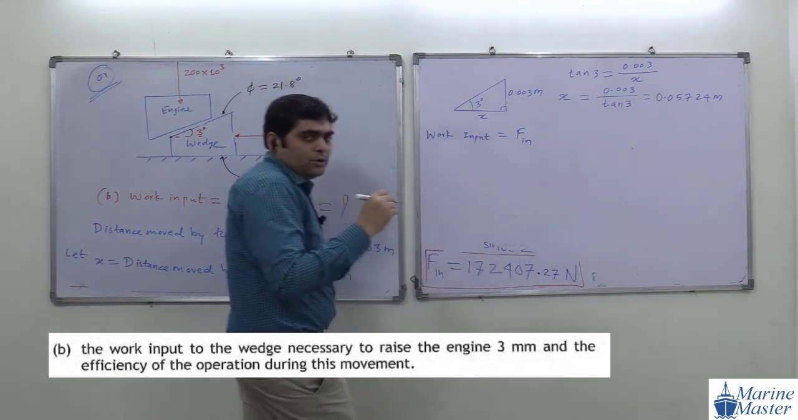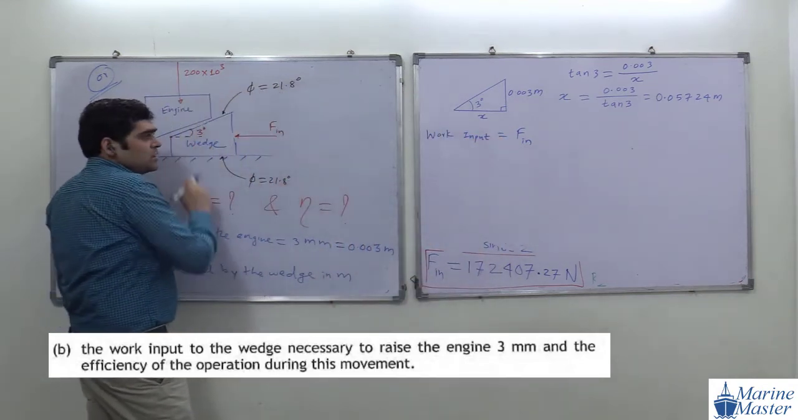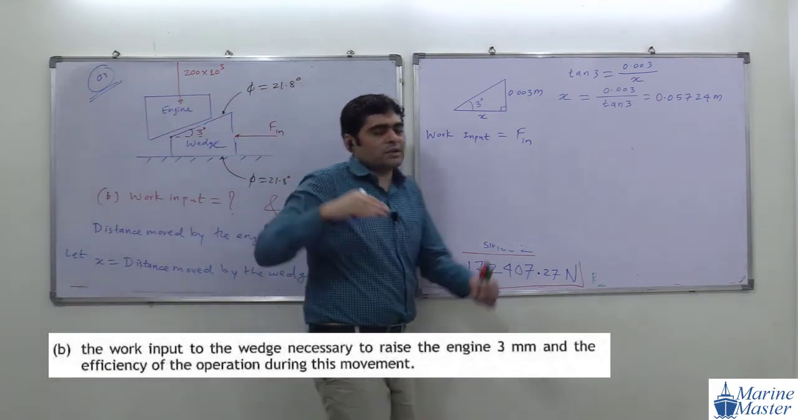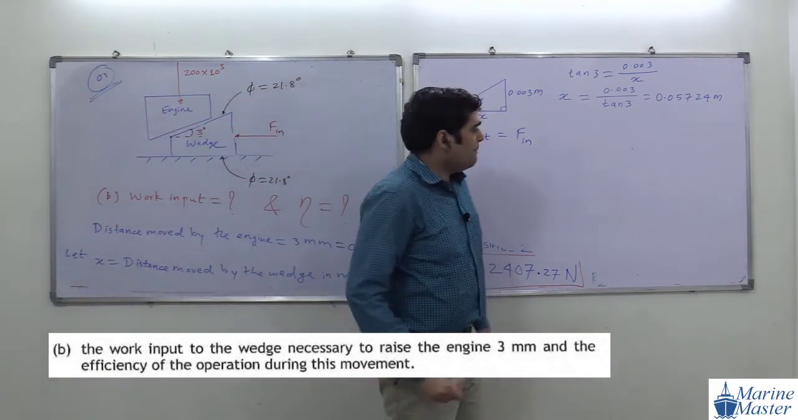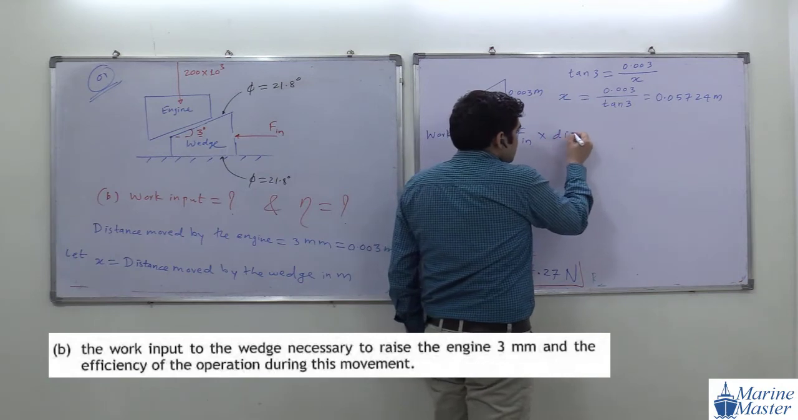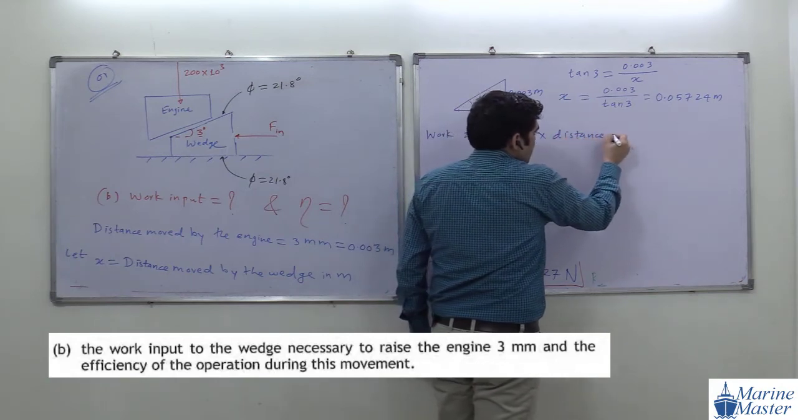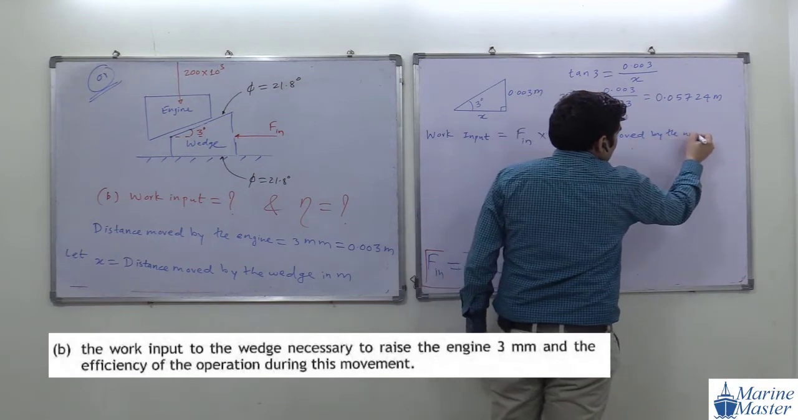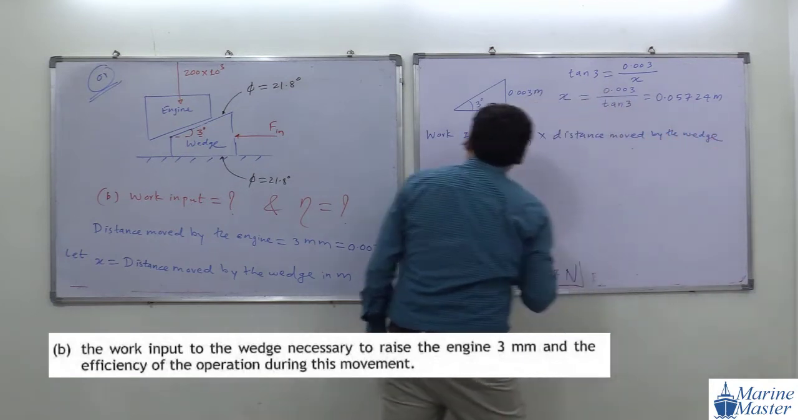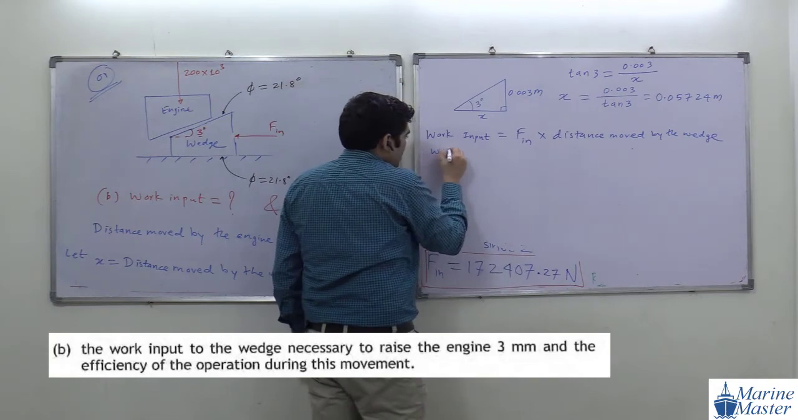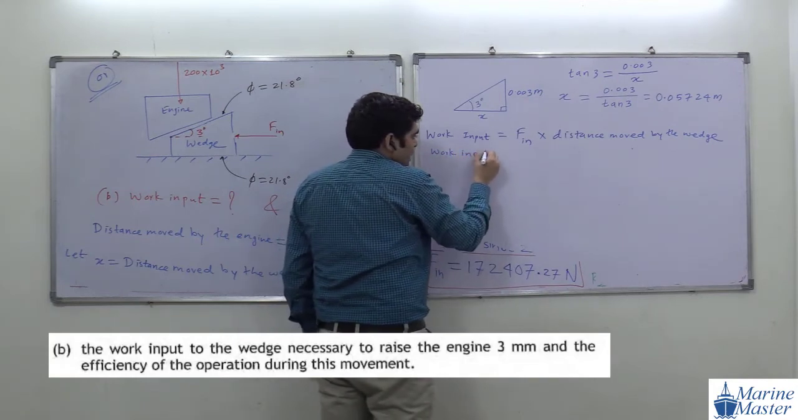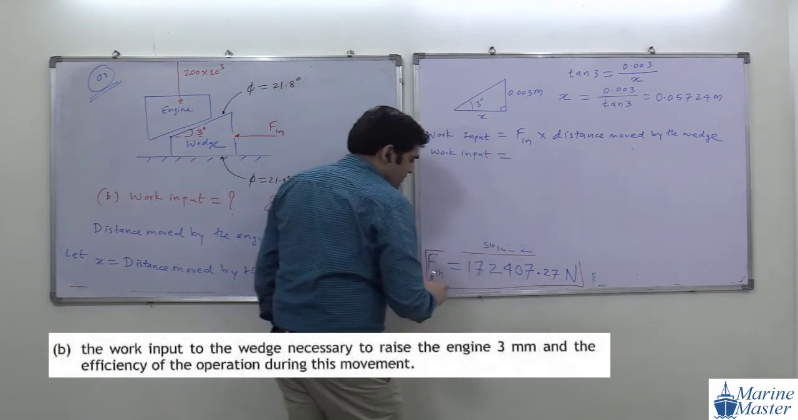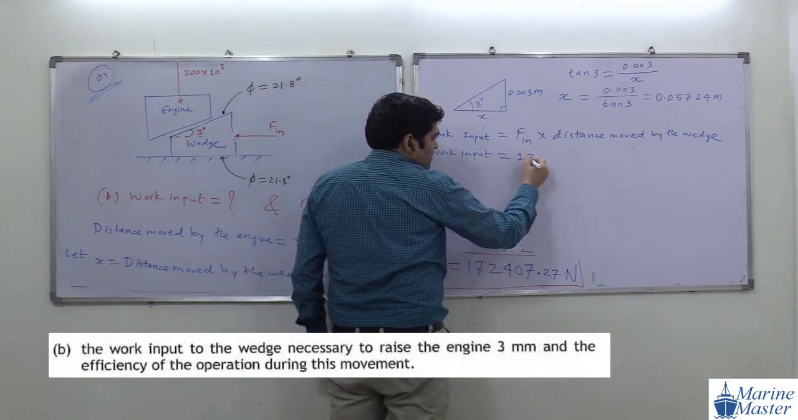Where are we giving input? We are giving input to the wedge. So work input will be equal to whatever force we are giving to the wedge multiplied by the distance moved by the wedge. So work input will be equal to F in, which we calculated, guys. This much force.